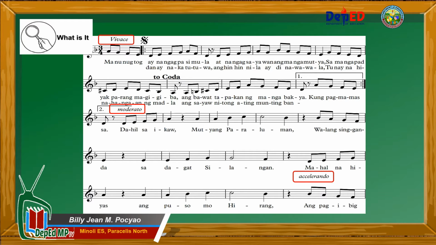This implies that starting from the line up to the next line, this will be sung in reasonable or in medium speed. The succeeding part of the song will be sung in a gradually becoming fast manner because of the tempo mark accelerando. Let's listen to the song again and notice how the speed of the song were affected by these tempo marks.